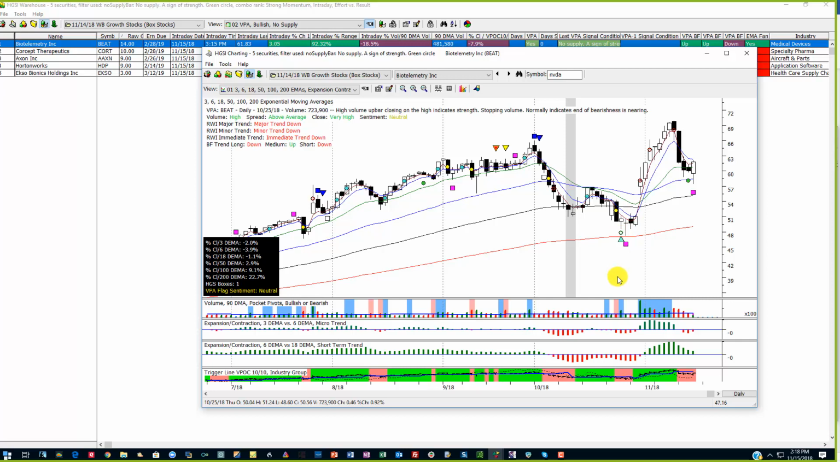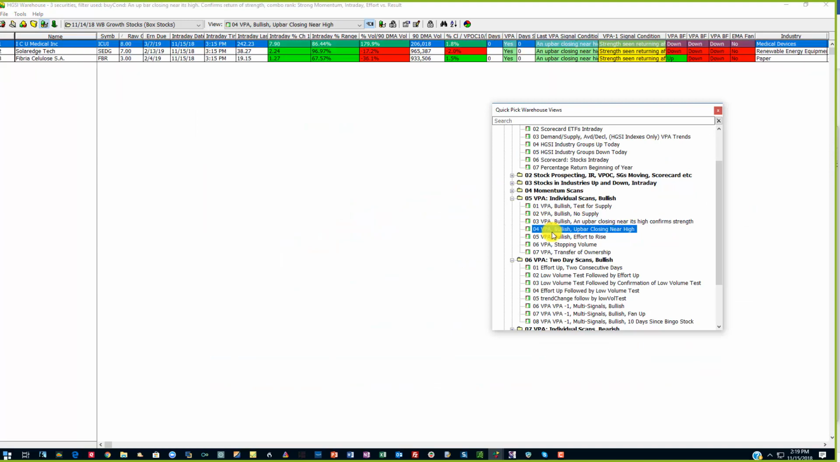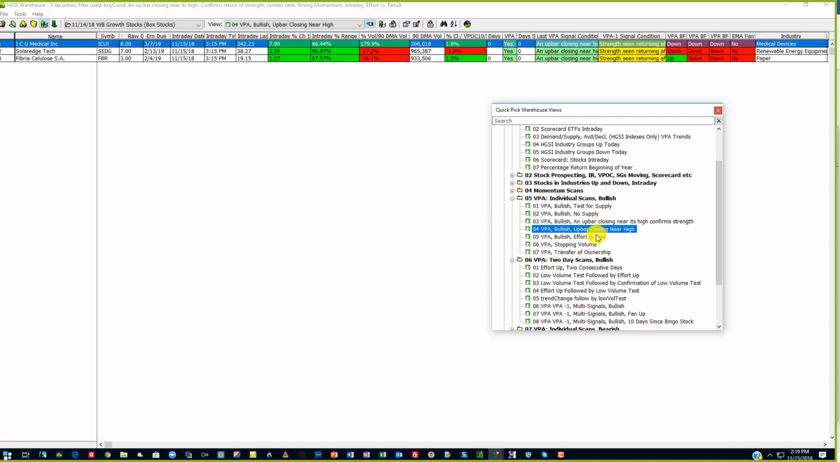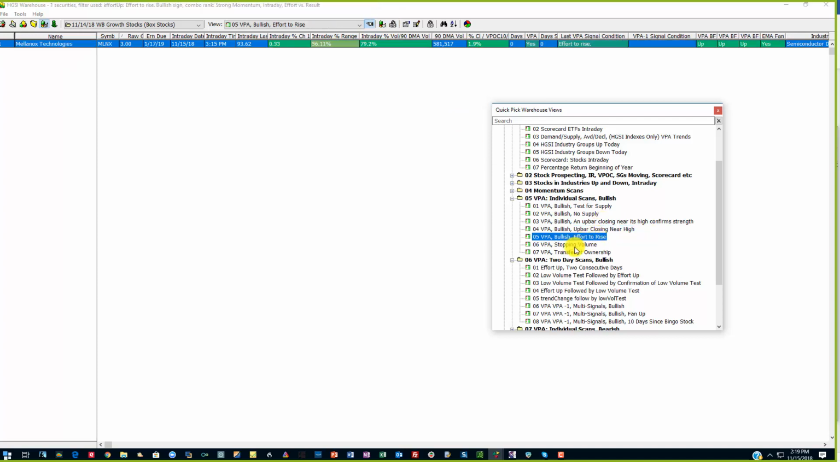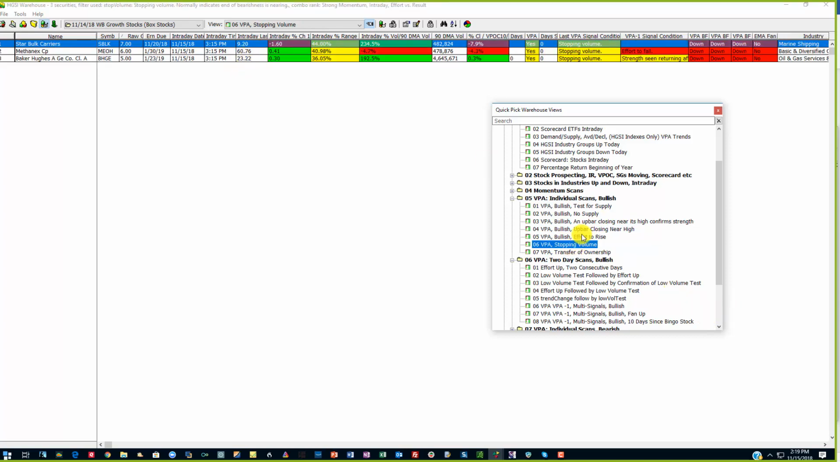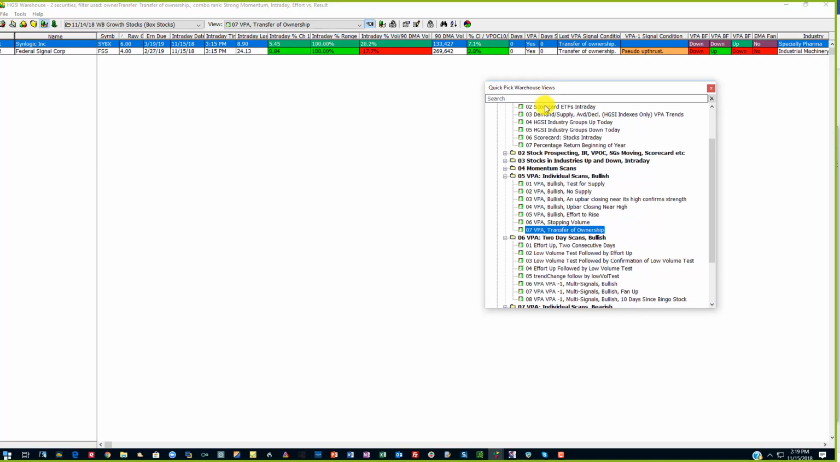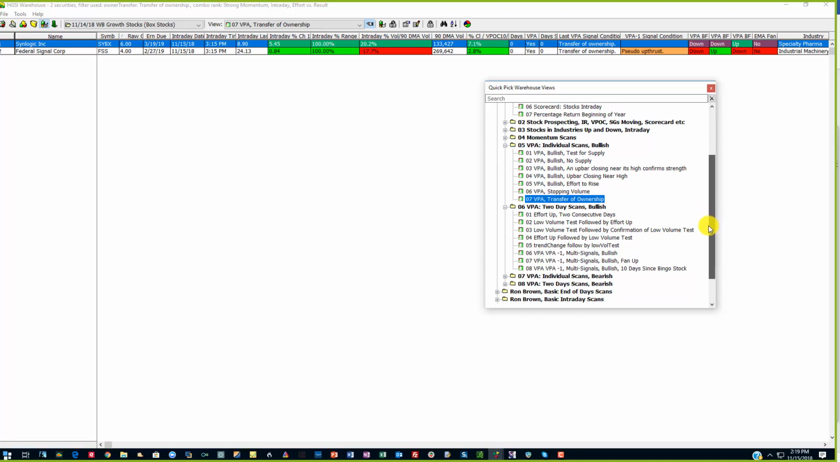Here is a stopping volume flag, and here is a test after that stopping volume. If you had the nerve to go in before earnings, it was a great ride over this multi-day period. But then it started breaking down. Anyway, you can quickly go through these and look for individual signals. Here's an up bar closing near the high. Effort to rise. There was only one yesterday in this group. There were 3 stopping volume or transfer of ownership. Now, that lets us hone in on stocks with those specific signals.